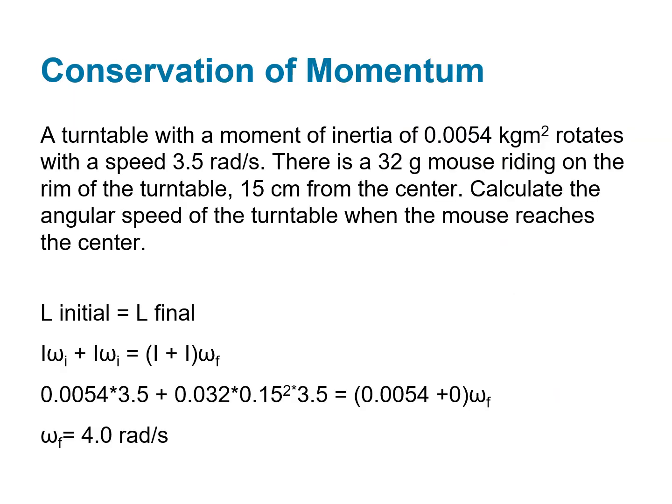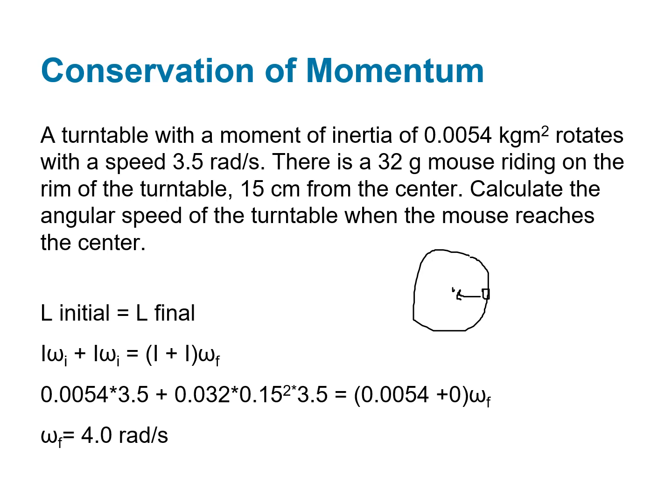Now the example problem we're going to do is we are going to have a turntable, and on that turntable we're going to have a mouse, and the mouse is sitting right out here on the edge. And as this happens, the mouse is going to start to move to the center, and they want me to find the angular velocity when the mouse is at the center. So we're going to conserve angular momentum. So the initial angular momentum has to be equal to the final angular momentum.